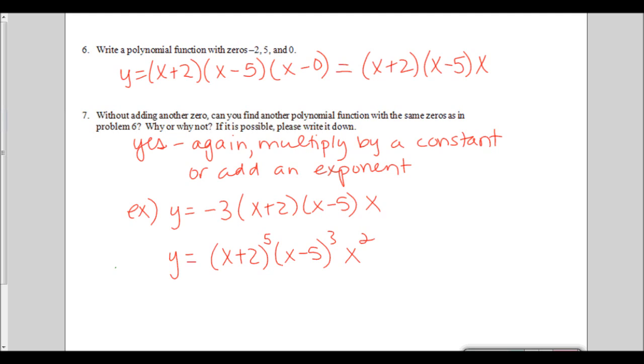So my original polynomial here would have factors of x plus 2, x minus 5, and x minus 0. Or if you wanted to, you could rewrite that last one as just an x there rather than x minus 0. If you wanted to do this without adding another 0, could you make another polynomial function? Well, if you multiply by a constant, the other thing I didn't mention last time is we could have added any exponents we wanted to. If I make these squareds or cubes or to the 5th powers and I raise the power on the factor, it's not going to make another 0. It's just going to change the function.